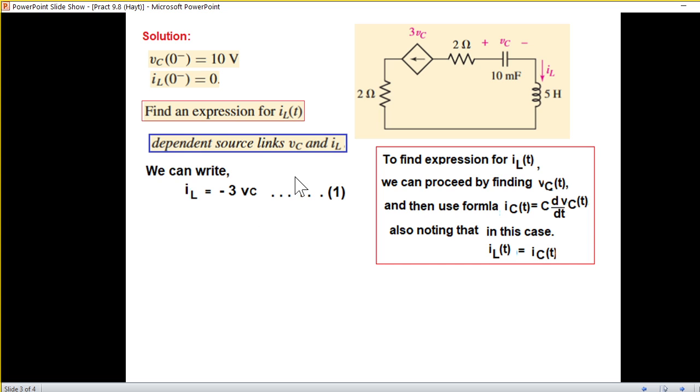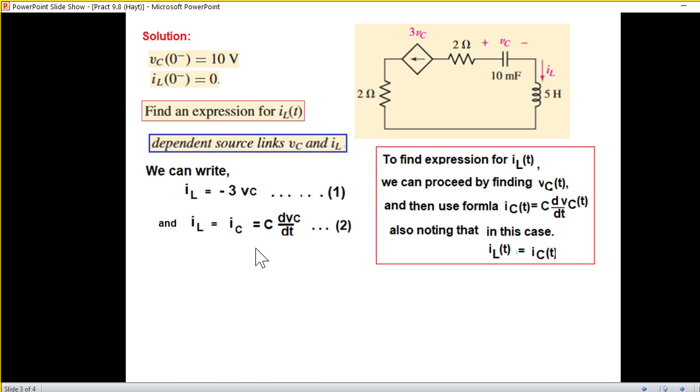Now, the first equation we can write is just from here. You can see the current iL is clockwise, but this current is going anti-clockwise. Therefore, we can write that iL is equal to minus 3 vC. Remember, this is the current. The current is actually written as 3 vC. So iL is equal to minus 3 vC. This is equation number 1.